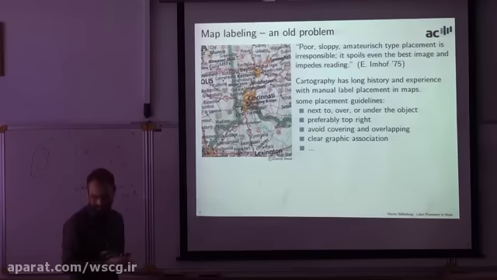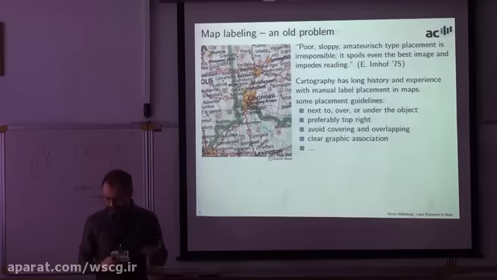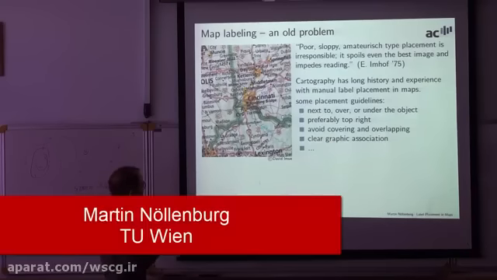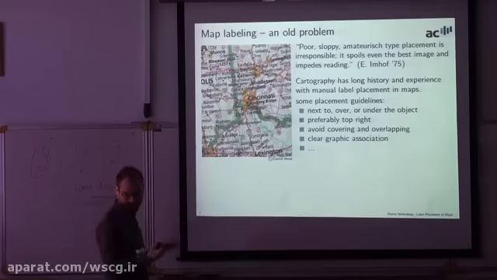map is not good. And of course, as I said, there's a long history of criteria of how to place labels nicely. This also depends a bit on culture, and maybe in Iran, because you write from right to left instead of left to right, maybe it's slightly different. In Europe, at least, the preferred position is, say, the top right of the point that you want to label. Maybe here it's top left. So these are some of the guidelines.